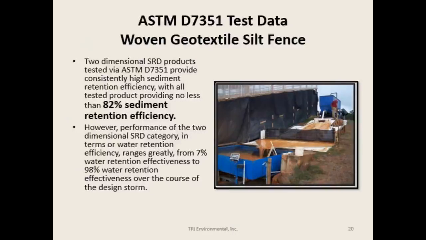Two-dimensional SRD products tested via D7351 provide consistently high sediment retention efficiency, with all tested products providing no less than 82%. However, within this product category, water retention efficiency ranges greatly from 7 to 98%. Products with lower water retention efficiencies are typically composed of plastic monofilament yarns, while products with higher water retention efficiencies are typically composed of slit film.